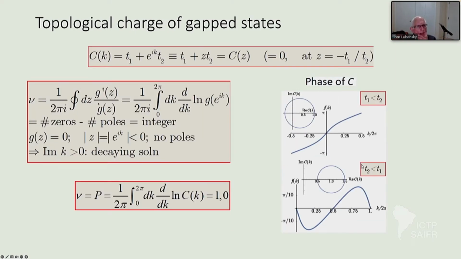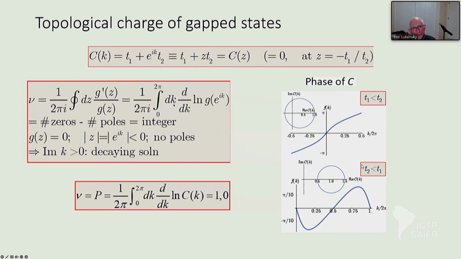We can calculate the integral of g prime of z over g of z for any function g. This is the famous Cauchy theorem, and what it says is that this integral around the unit circle gives you the number of zeros minus the number of poles of the function g of z. So it has to have integer values. And of course, this is the same thing as the derivative of the logarithm, so rather than doing an integral around the complex plane, I can go from 0 to 2 pi along a particular direction in the space.